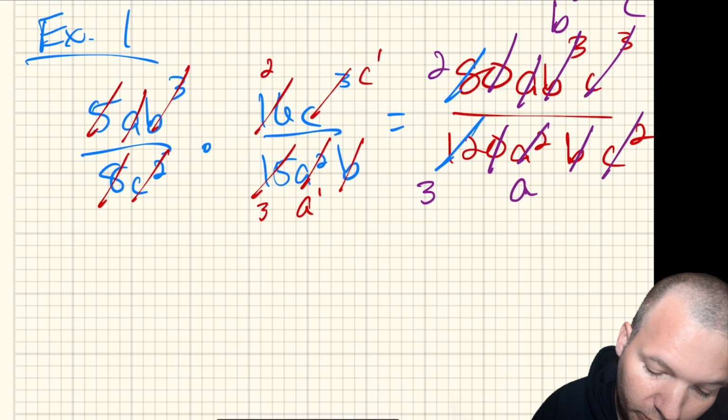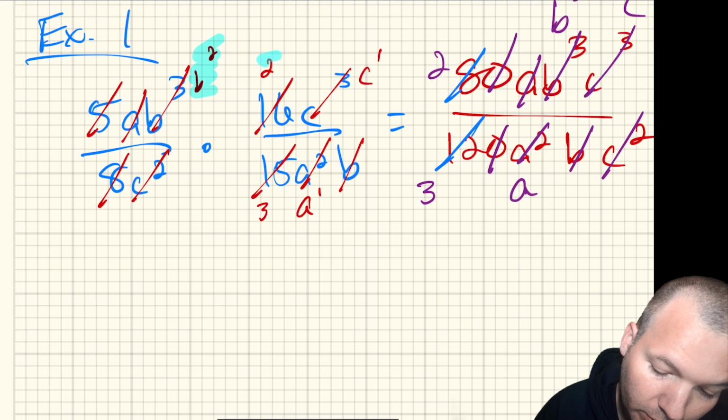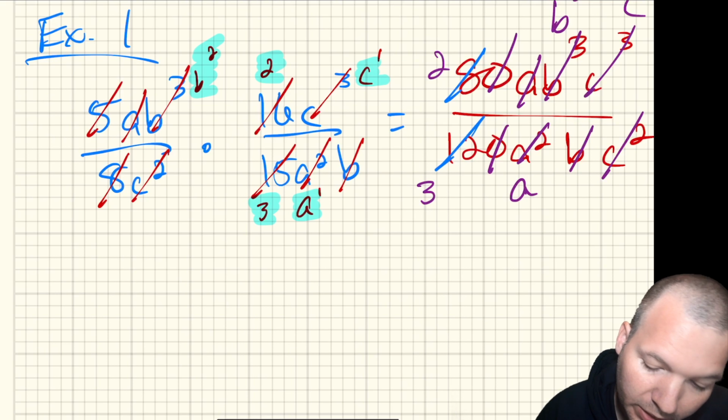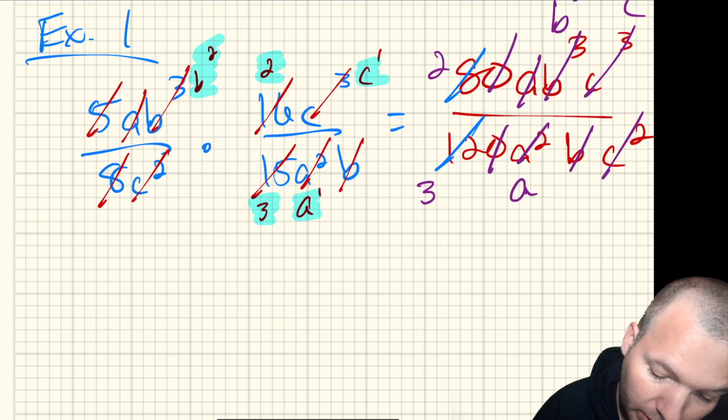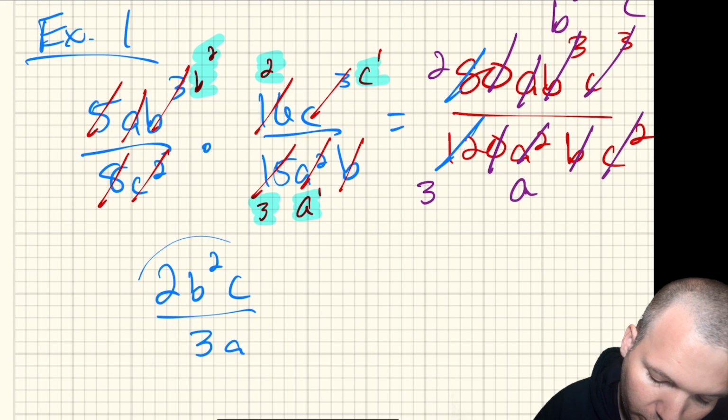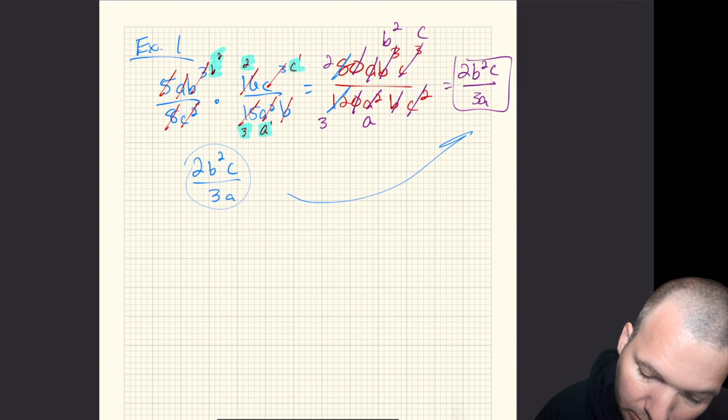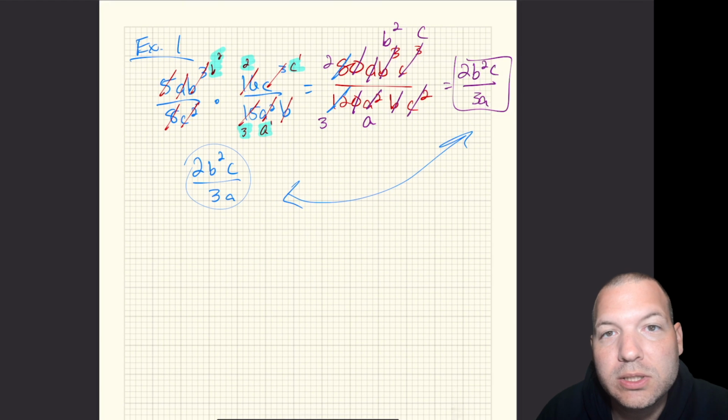B cubed over b cancels to b squared. And so I can see left over a b squared, a 2, a c to the first in my numerator, and in my denominator, a 3 and an a to the first. And so I get 2b squared c over 3a. Definitely the same answer, right? Method doesn't change the answer.